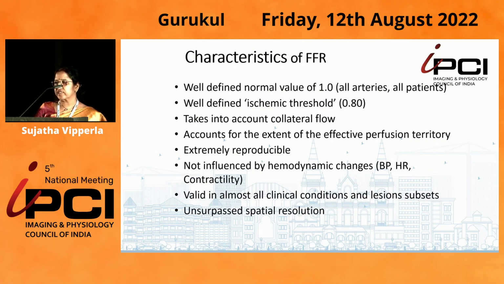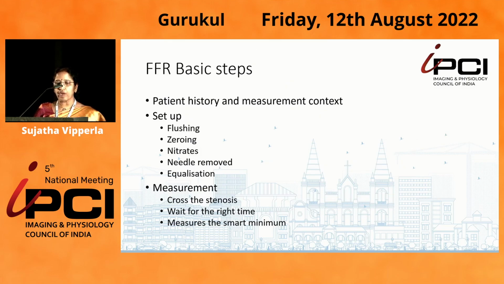So accuracy in measurement is the most important step. Already the steps have been alluded to, and I only want to concentrate on a few. The most important thing is first we should consider the patient history and the measurement context. The rest have all been alluded to already. The importance of nitrates has been stressed. All these topics have already been alluded to.